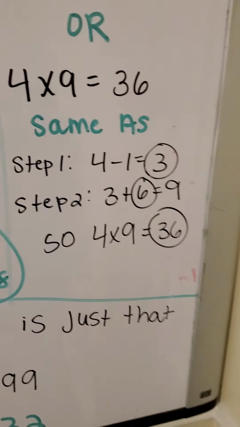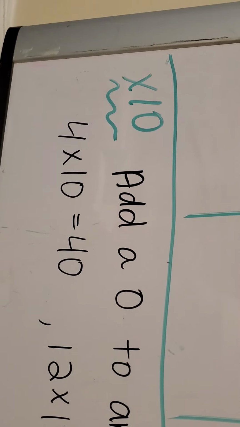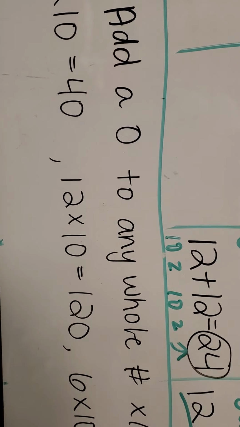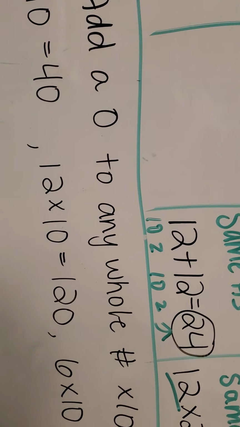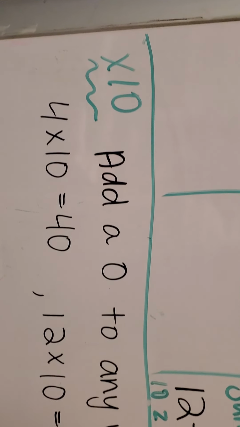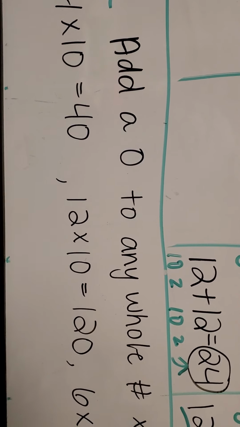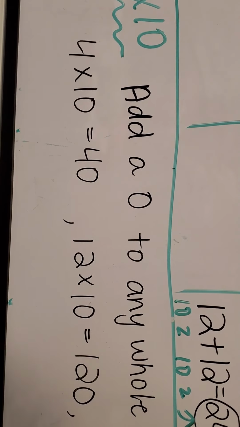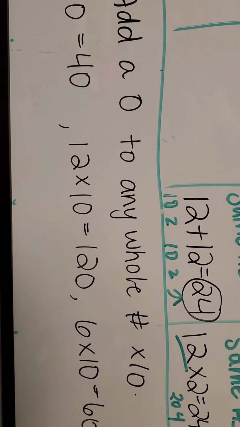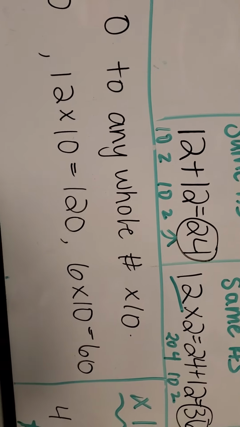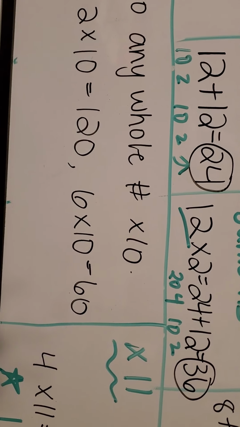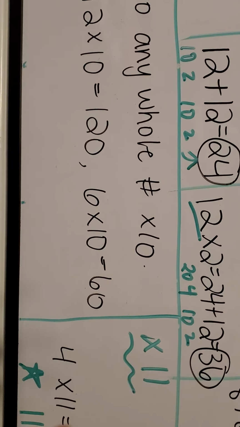All right. Any number times 10. That's a pretty easy one. Anything times 10, you're just going to add a 0. Any whole number times 10, you add a 0. So 4 times 10 is 40. 12 times 10 is 120. Pretty easy. Also, you guys can count by tens. All right, so like 6 times 10, that means I'm going to count by tens 6 times. 10, 20, 30, 40, 50, 60.